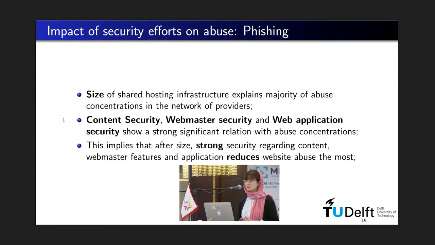We saw that abuse correlates strongly with infrastructure security and web application security, and that the Iranian hosting providers were doing relatively well in that sense. And we also saw that the features related to webmaster security, things like CSP, HSTS, HTTP-only cookie, these kinds of configurations, also have a statistically significant effect on reducing abuse.